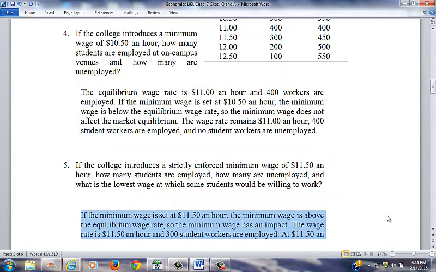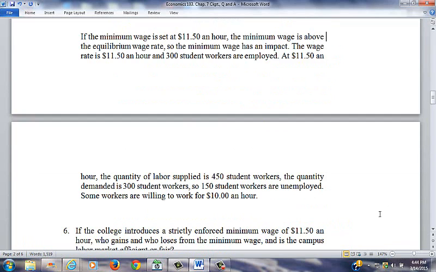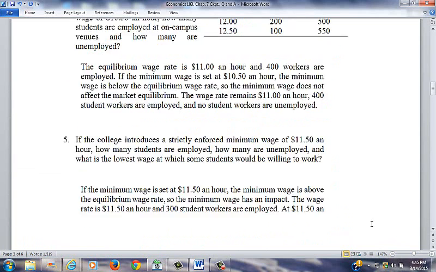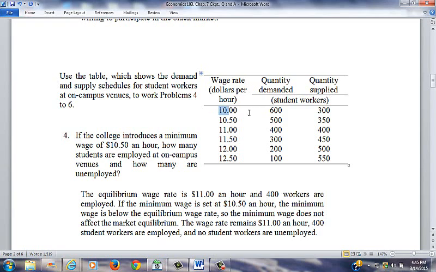The wage rate is $11.50 an hour, and 300 student workers are employed. At $11.50 an hour, the quantity of labor supplied is 450 student workers. The quantity demanded is 300 student workers, so 150 student workers are unemployed. Some workers are willing to work for $10 an hour, whereas if you come back up to the chart, it does show that there's 300 workers willing to work for $10 an hour.